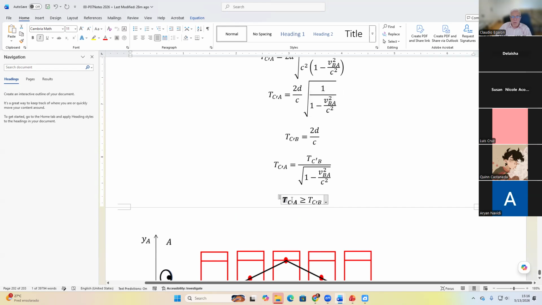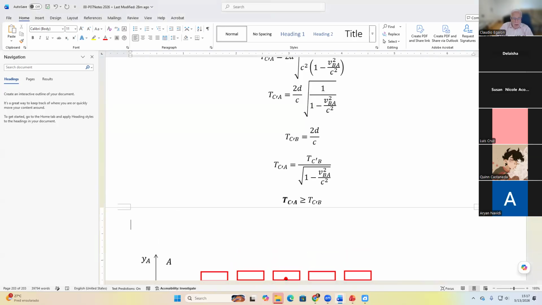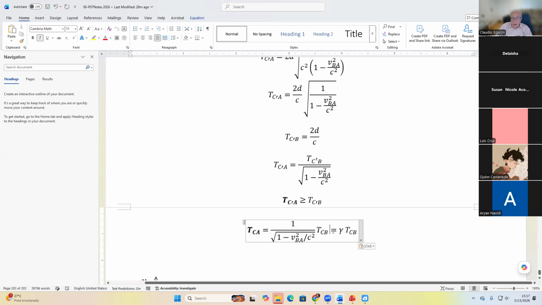So the period that observer A measures for the clock that's moving is always greater than the period that the observer in B measures for the same clock, the clock that is at rest with respect to him. And we have the final equation here. That ratio, like I told you, appears very frequently in relativity. Because it appears so frequently, we give it a name. We call it gamma, the gamma factor.